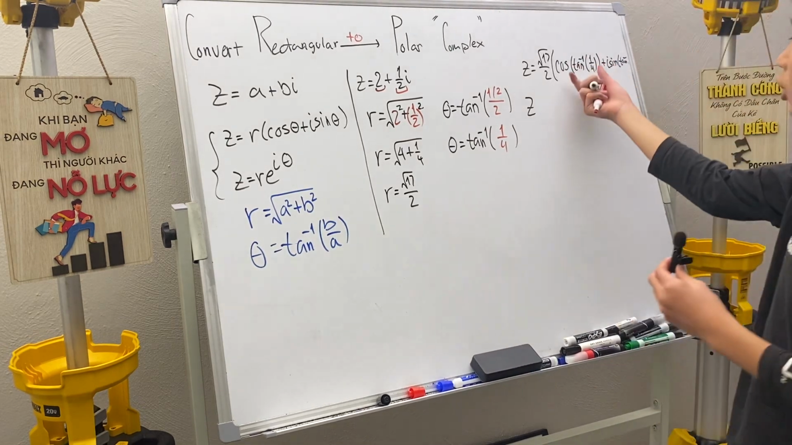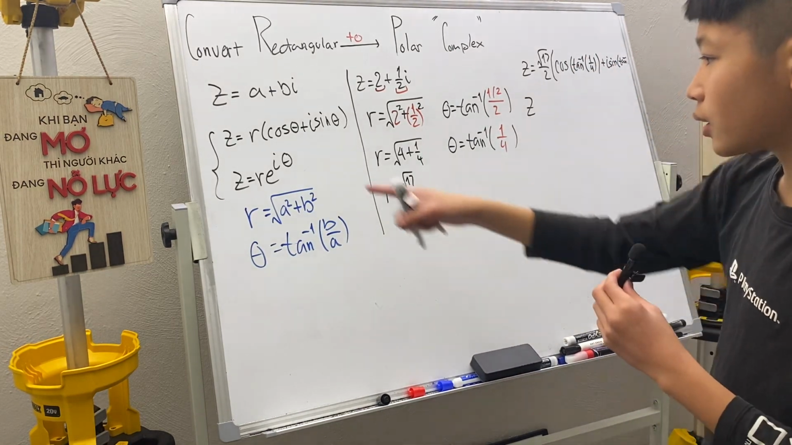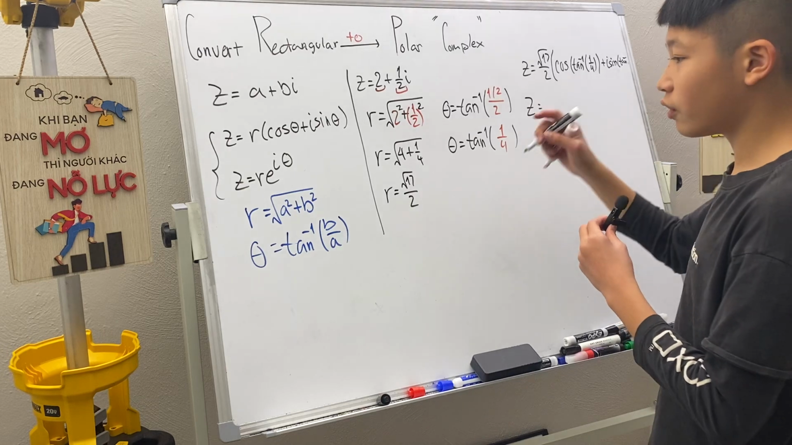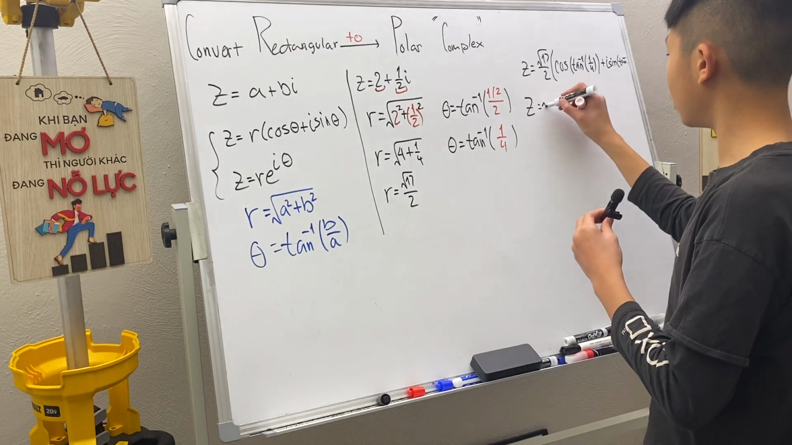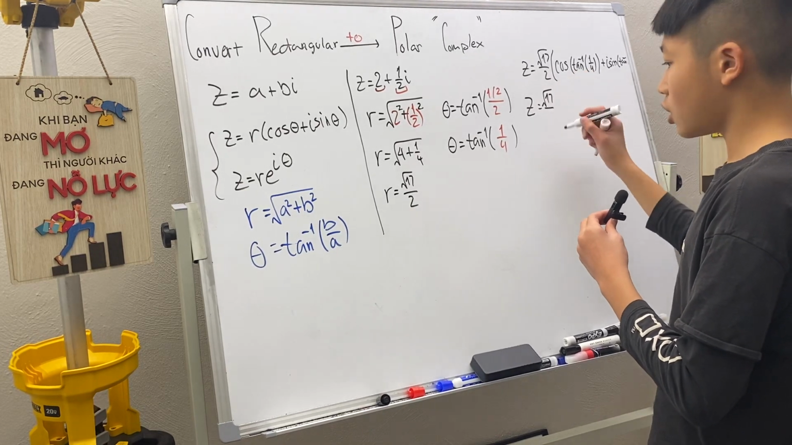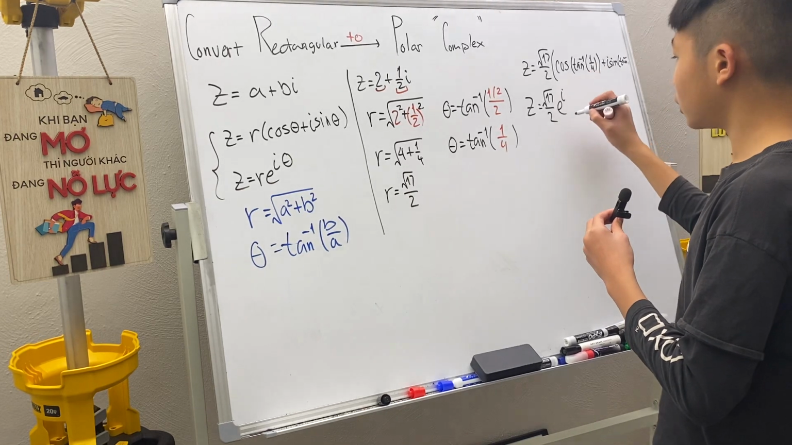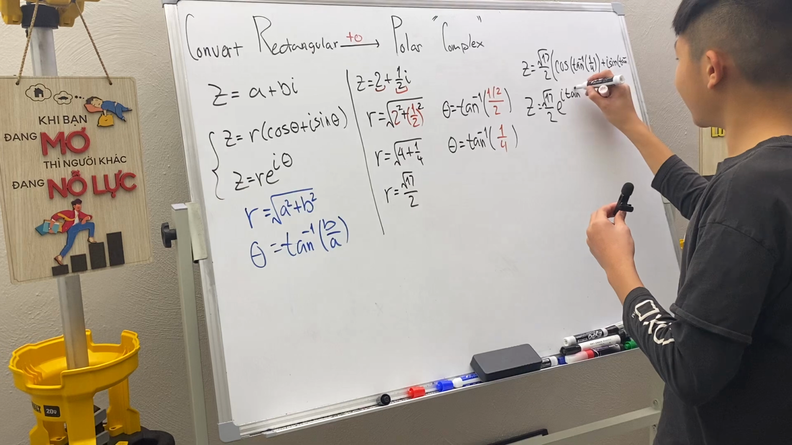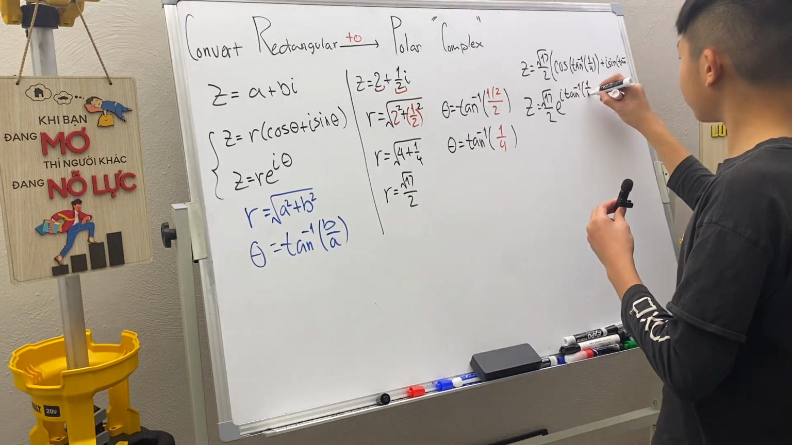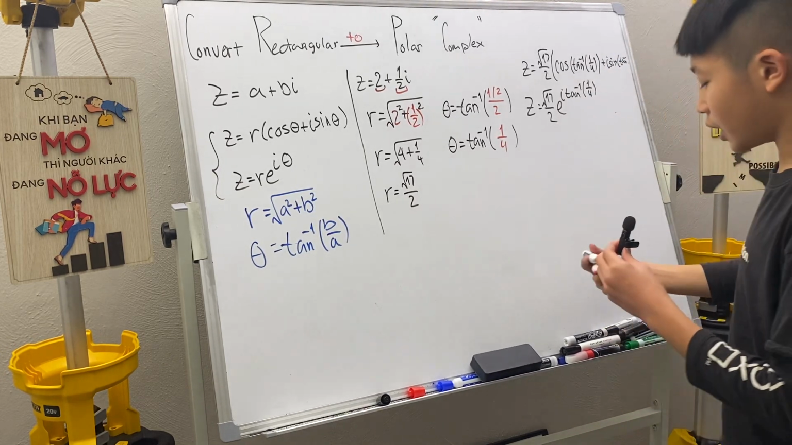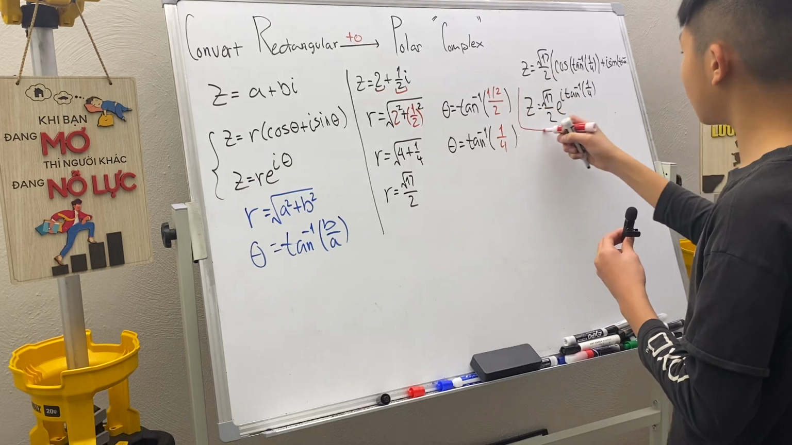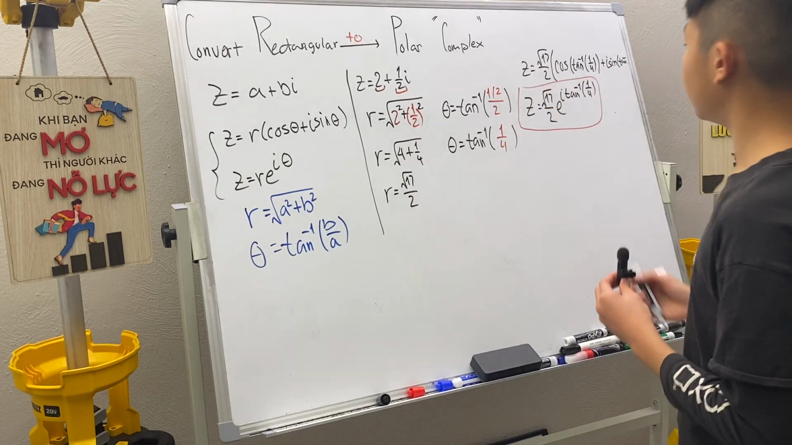You can also draw a triangle to represent what this is. In Euler form, it is r, which is square root of 17 over 2, times e to the i inverse tangent of 1 over 4. And that is it.